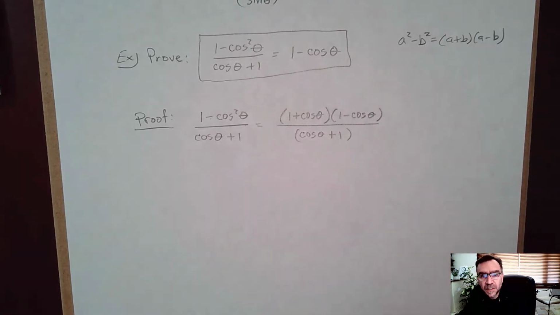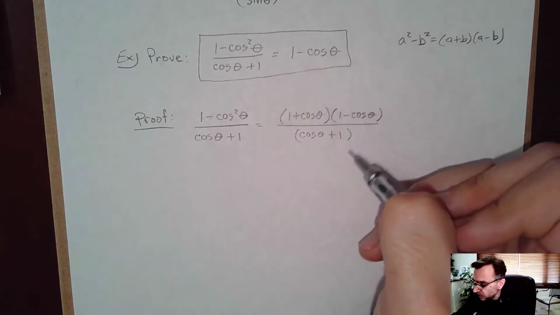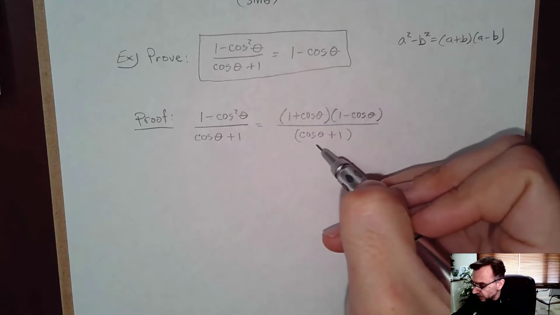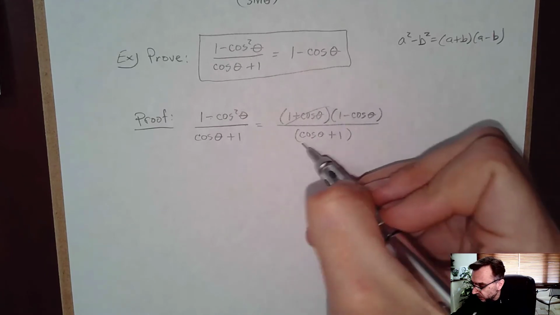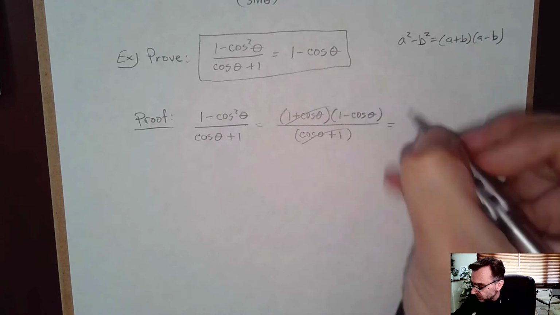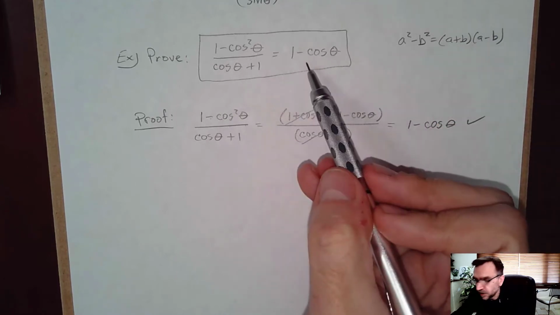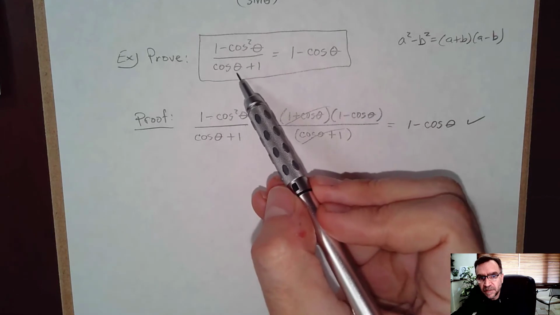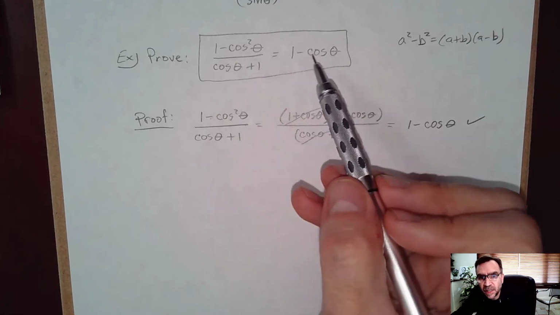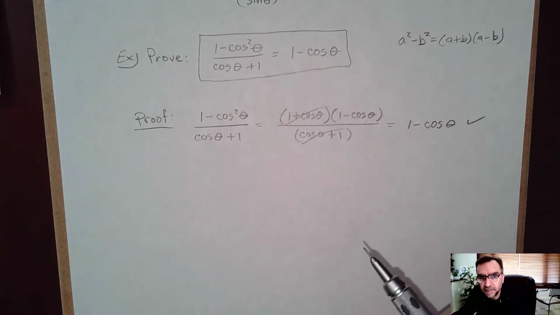Now, since addition is commutative, these two factors are the same. 1 plus cosine theta and cosine theta plus 1 are the same, so they cancel. And what's left here is 1 minus cosine theta. And that's what we were trying to prove. So in this one, we started with the left side. We factored the top, we canceled, and then we got to the right side. All right, that one wasn't so bad.